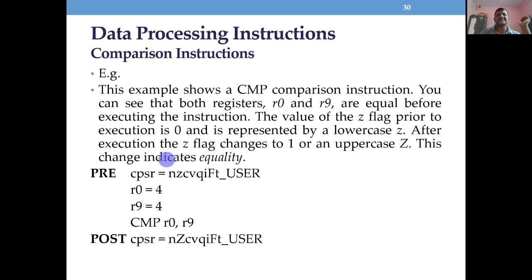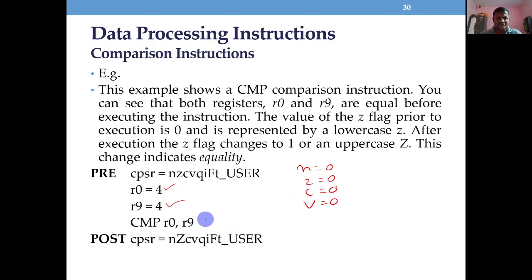Now here is a simple example of the compare instruction. R0 is initially 4, and R9 is also initially 4. Look at the status of the flag bits. The negative flag bit is 0, the zero flag bit is 0, the carry flag is 0, the overflow is 0, saturation is 0, the rest all the same.